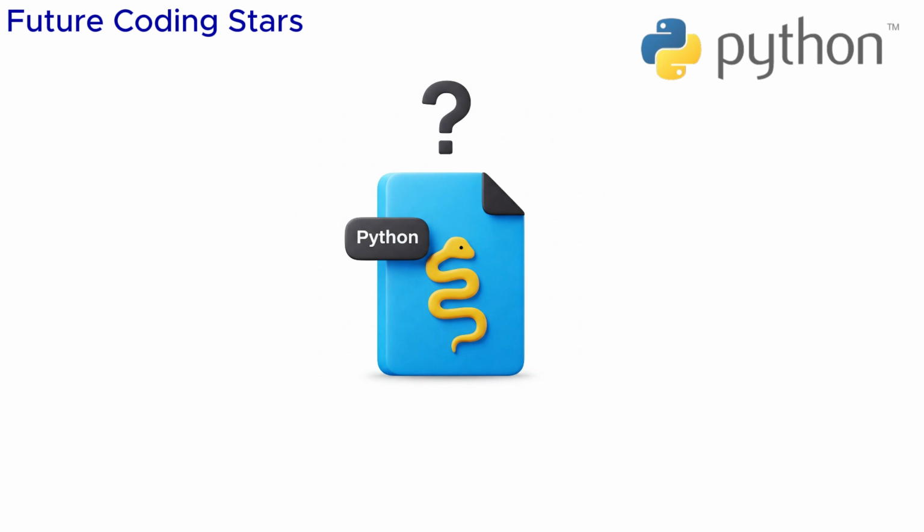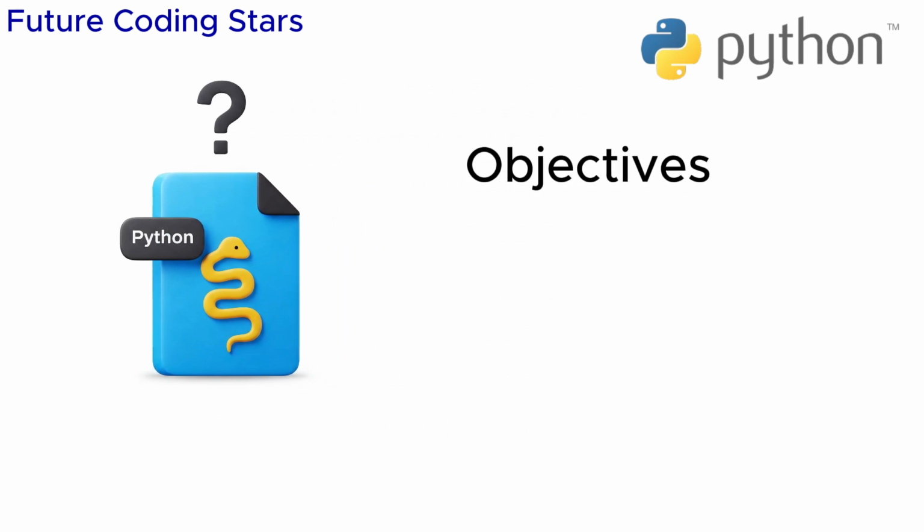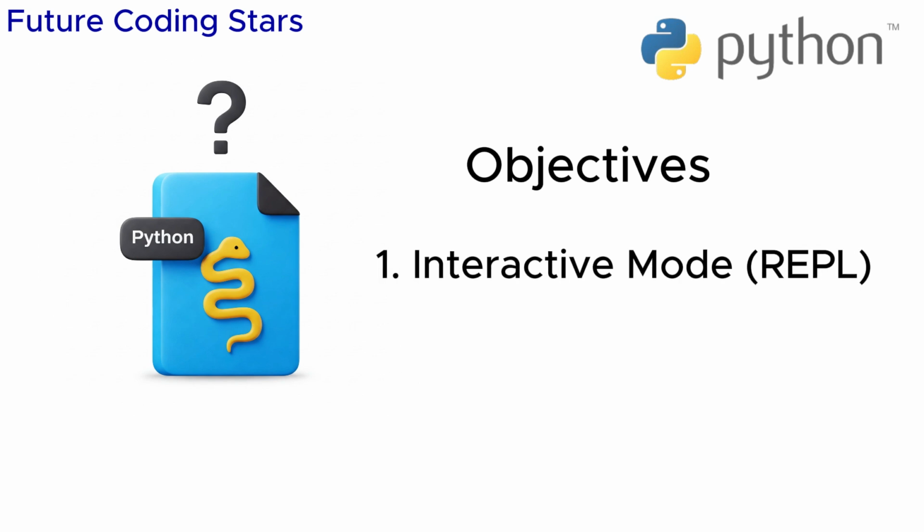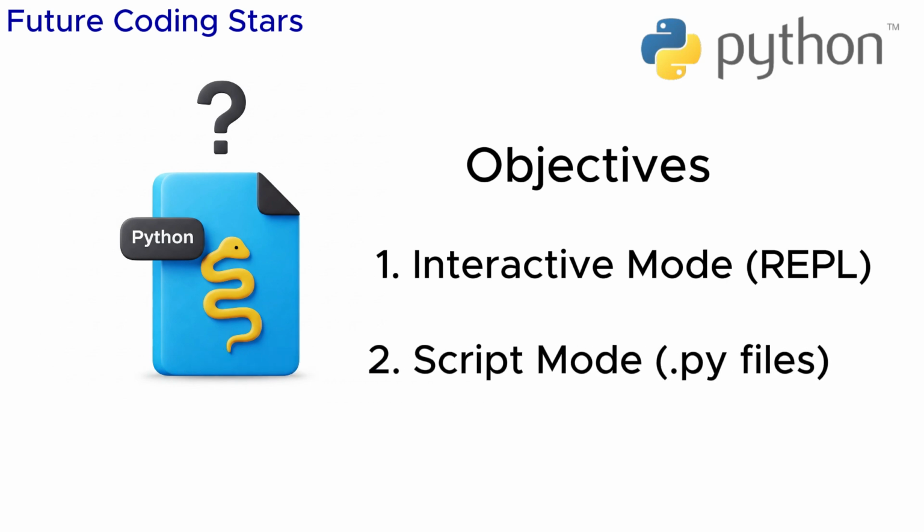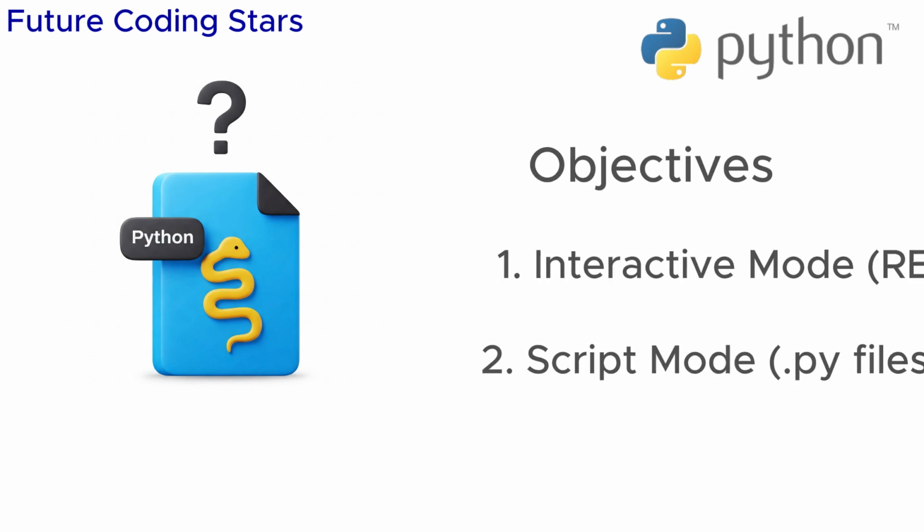In this video, we're going to learn the two main ways to run Python code. First, we'll look at the interactive mode, which is great for quick tests and trying things out. Second, we'll learn about script mode, where you save your code in files to build bigger, reusable programs. Understanding this difference is super important before you can really start building things in Python.